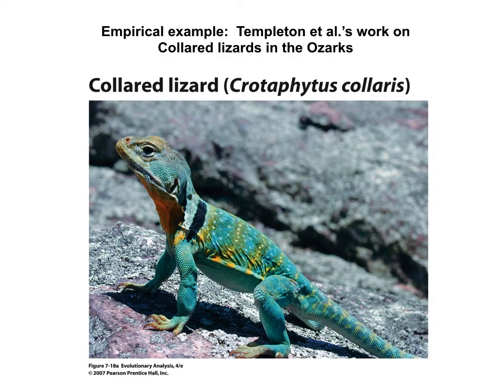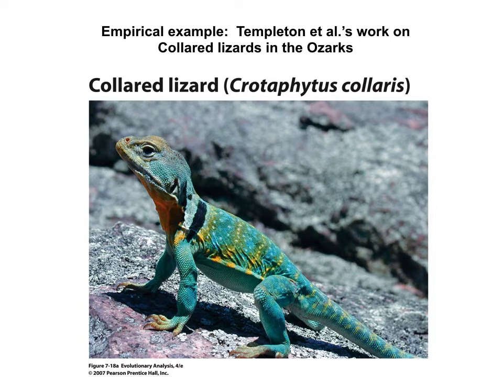So not only do we have a lot of experimental studies that look at genetic drift, we just looked at one of them, but there's also other studies where researchers and teams go out into the field to look at the effects of genetic drift on populations. One of the classic studies was done by Alan Templeton and his group from Washington University in St. Louis with collared lizards in the Ozarks of Missouri.